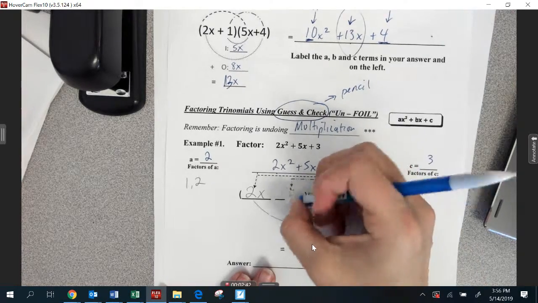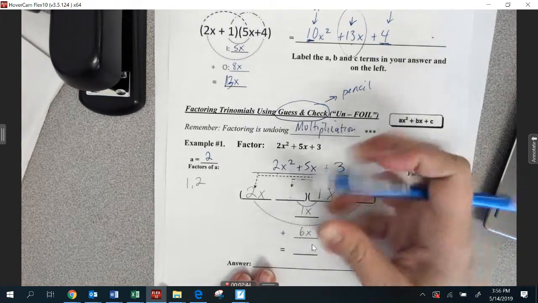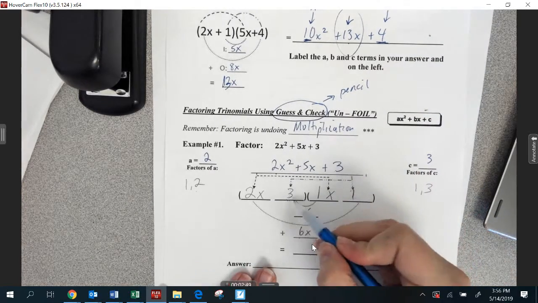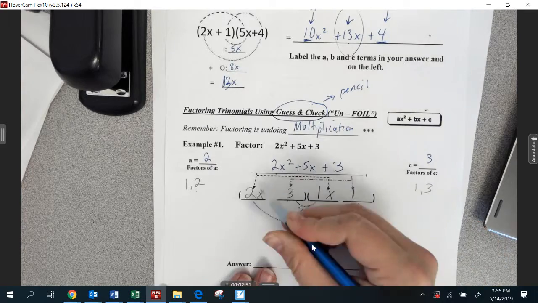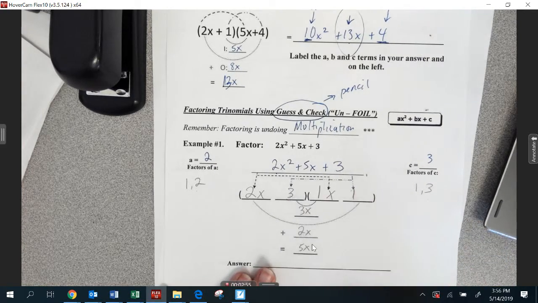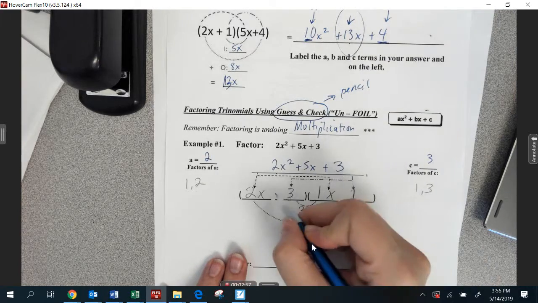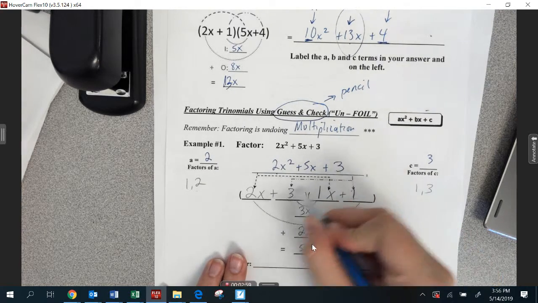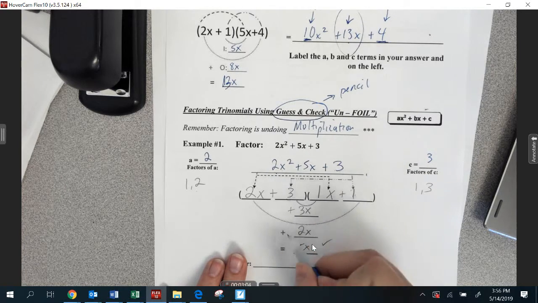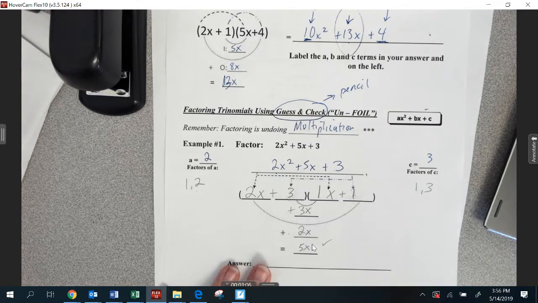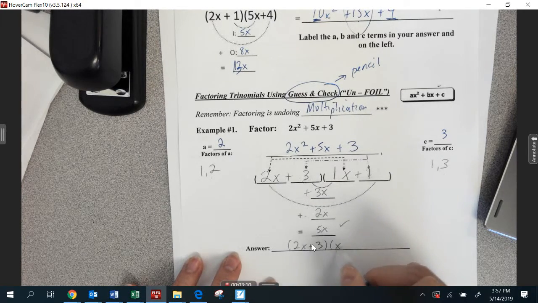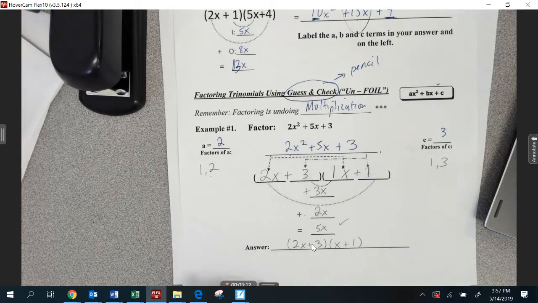So I'm going to try switching them. Again, this is why we need our erasers. 3 and 1. That means here I'm going to get 3x, and here I'll get 2x. And that does get me to 5x. So that checks. I need 2 positive signs so that they multiply to a positive 3, and positive with a positive would add to a positive 5. So my final answer is 2x plus 3 times x plus 1.